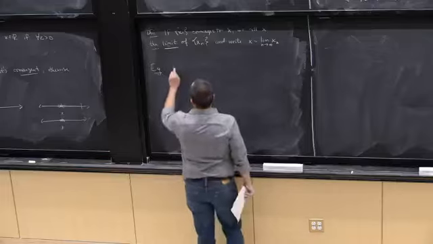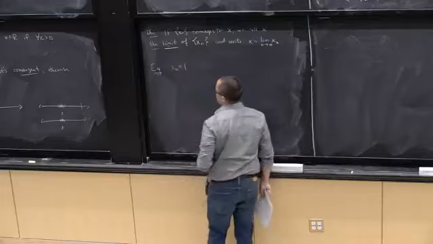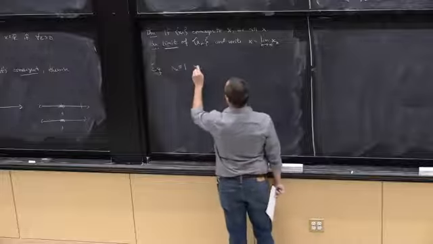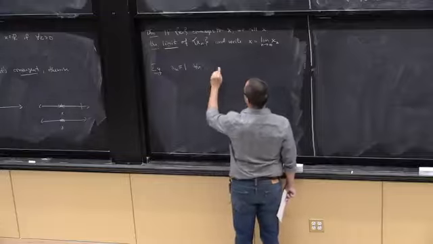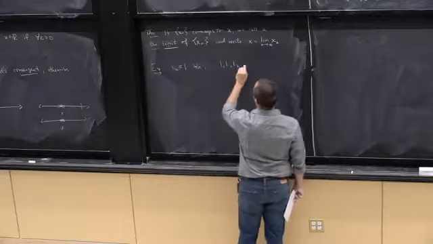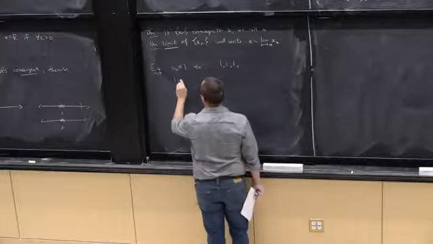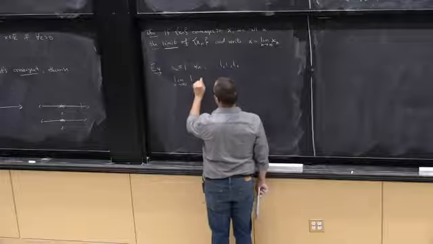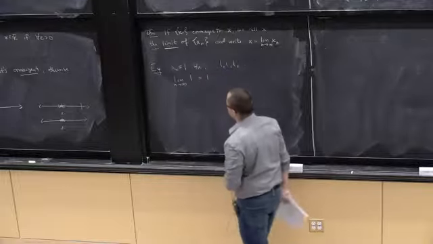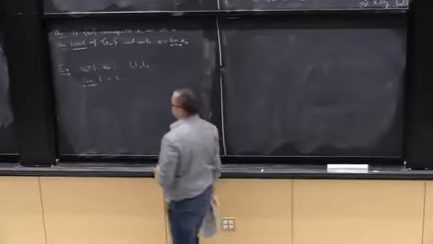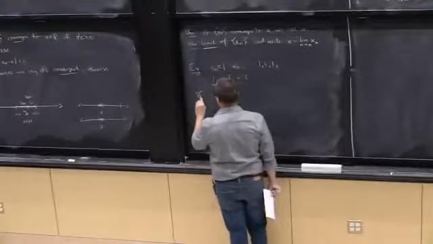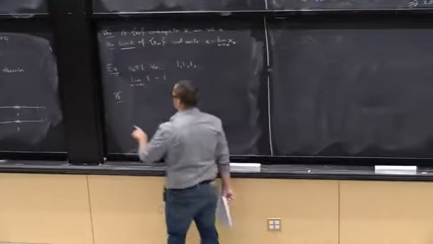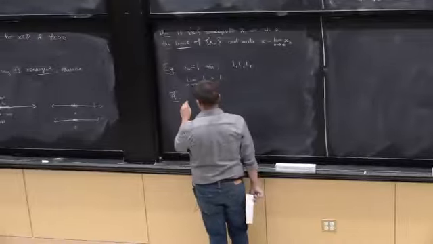So, for example, let's look at the constant sequence x of n equals 1 for all n. So that's the sequence 1, 1, 1, and so on. I'm just going to write 1, not x of n. The limit as n goes to infinity of 1 equals 1. Okay, this proof is not very enlightening, but I'll show you how it goes.